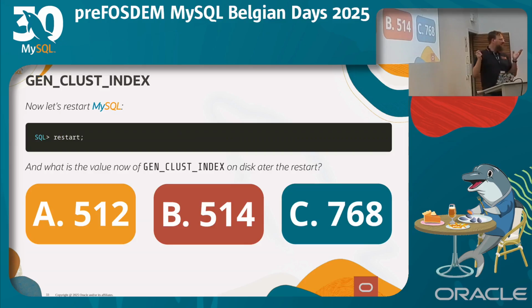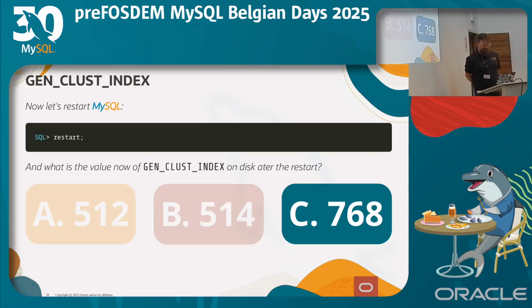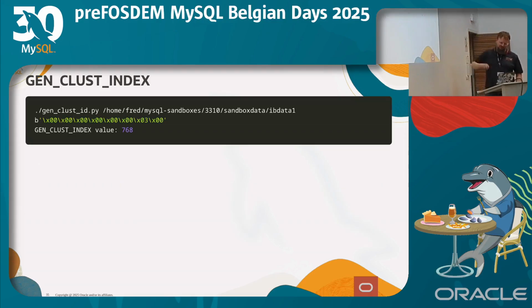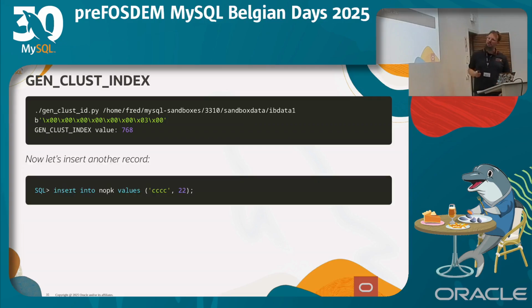So now we restart MySQL. After the restart, what will be the new value of gen cluster index on disk? A, B, C: who says A? Less than before, that's good. Who says B? C? Good, it's C. So after the restart the value is C, and we check that it's C. Could we find something more complicated? I don't know. But at least this is something very funny to check.